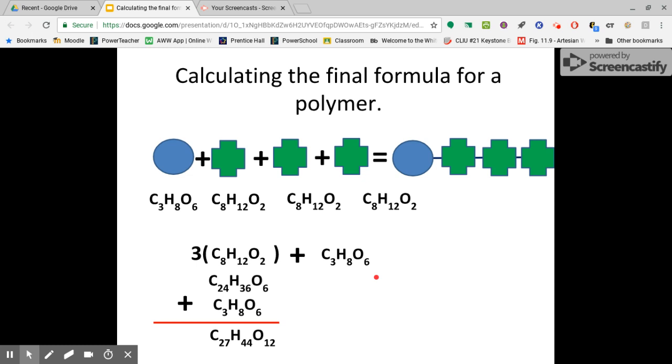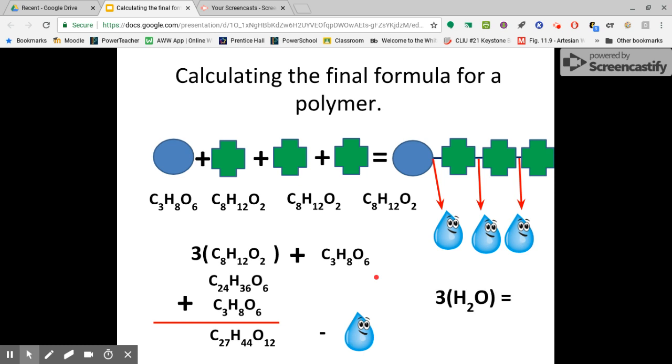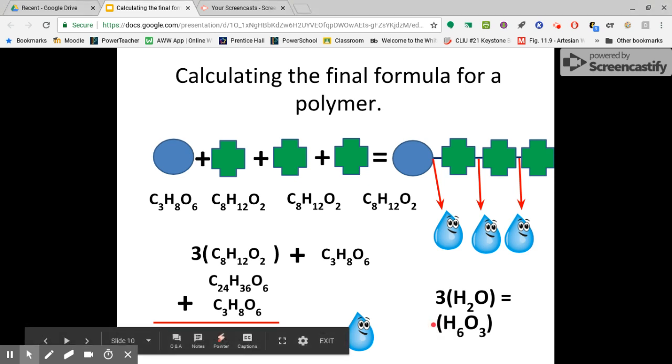Now I have to subtract out the water. How many molecules of water? Well, 1 molecule of water for each bond that is being created to form the polymer. So there's 1, here's a second, here's a third. And hopefully by now you're starting to see a pattern. So we have 3 molecules of water. So 3 distributed across would be H6O3. Sorry, I goofed up this thing with the water.